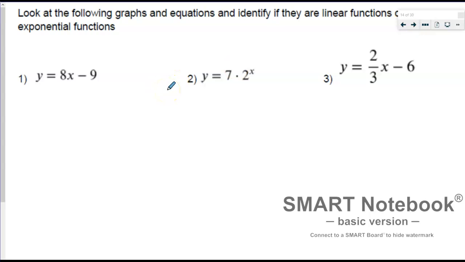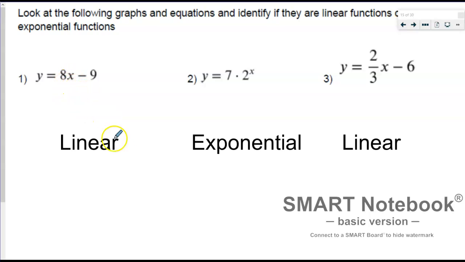Okay, so we wanted to look at these and identify, hey, are these linear, or are they exponential? For this first one, I think you guys were able to determine that it's linear, because it's of mx plus b form. If I look at number 2, I can notice that x is my exponent, which is a good sign that it's exponential. Then linear for this last one, because it is of mx plus b form.